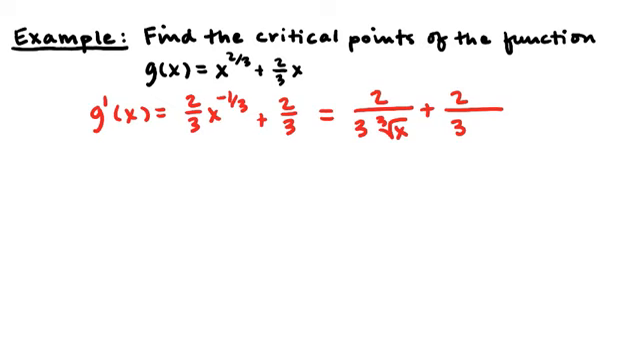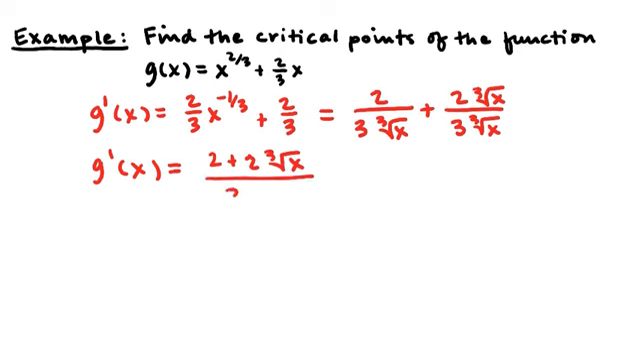But I know that eventually I'm going to have to find out where this is equal to 0. So right now I'm going to go ahead and get myself a common denominator. I'm going to multiply by a clever form of 1, so I'm not changing the thing. I'm just getting it to have the same denominator. All right, so I'm going to rewrite it one more time by combining the things with the common denominator: 2 plus 2 cube roots of x divided by 3 cube roots of x.